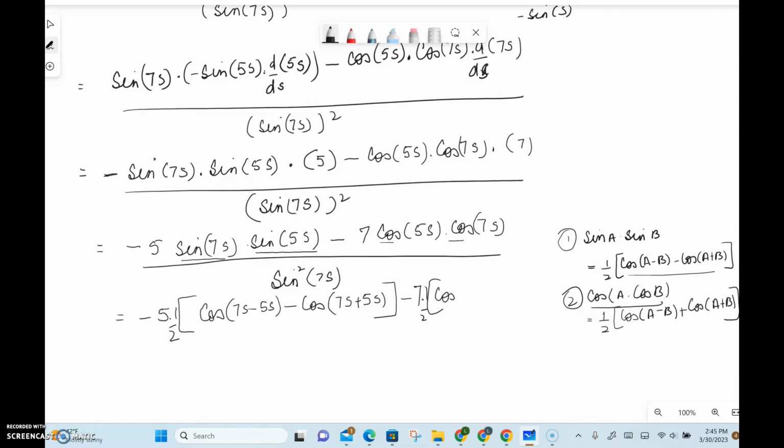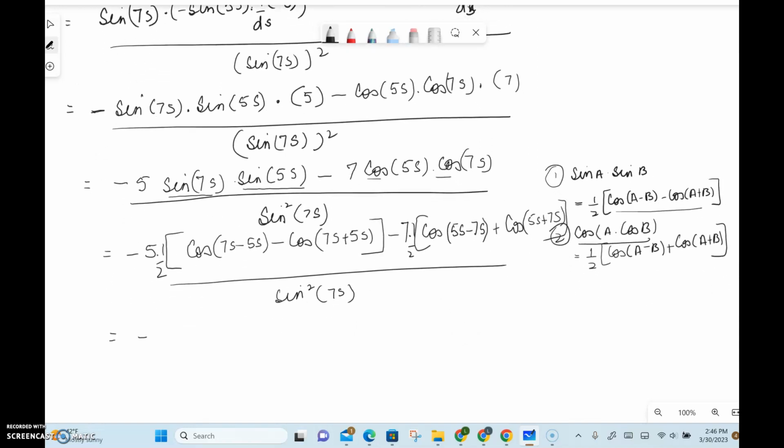Cosine of a minus b, so that is 5s minus 7s, plus cosine of a plus b, so that is 5s plus 7s, the whole divided by sine squared of 7s.